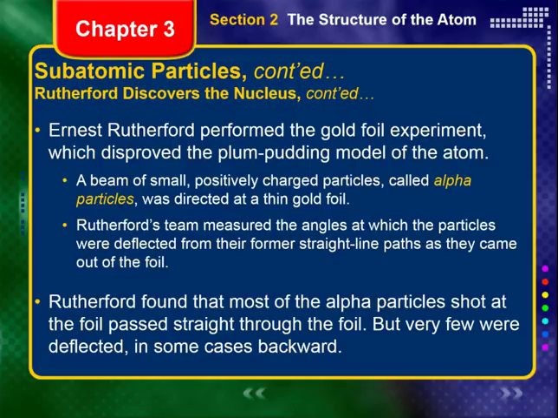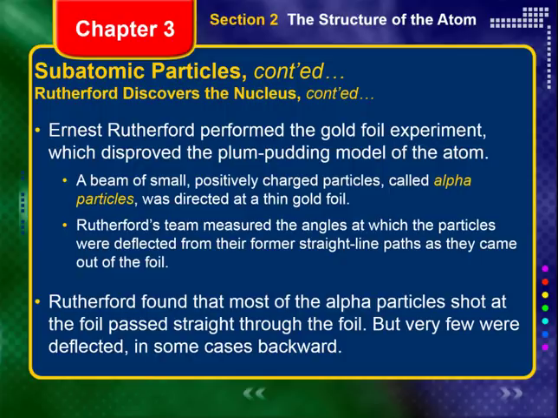A beam of small positively charged particles, that's important, they're positively charged, called alpha particles, were directed at a thin gold foil. Rutherford's team measured the angles at which the particles were deflected from their former straight line paths as they came out of the foil, right? So they were shot on a straight line, but they would measure as they went through the foil if they were deflected at some sort of angle.